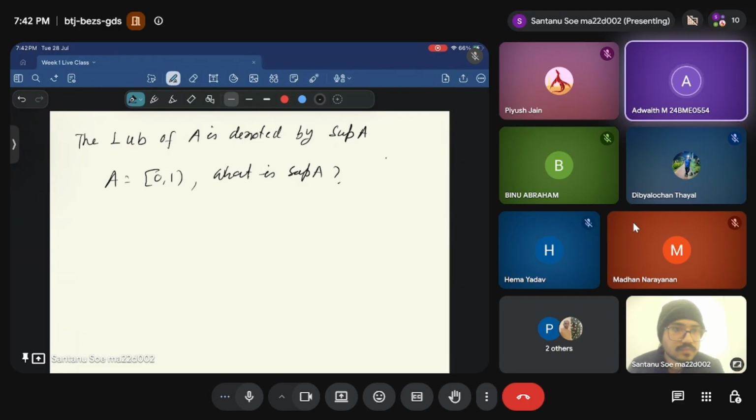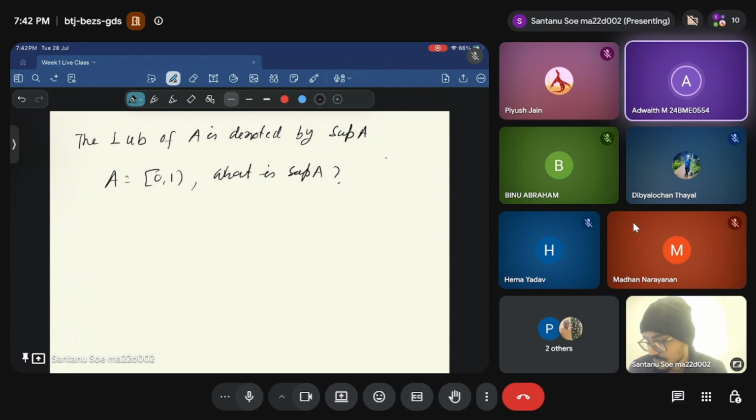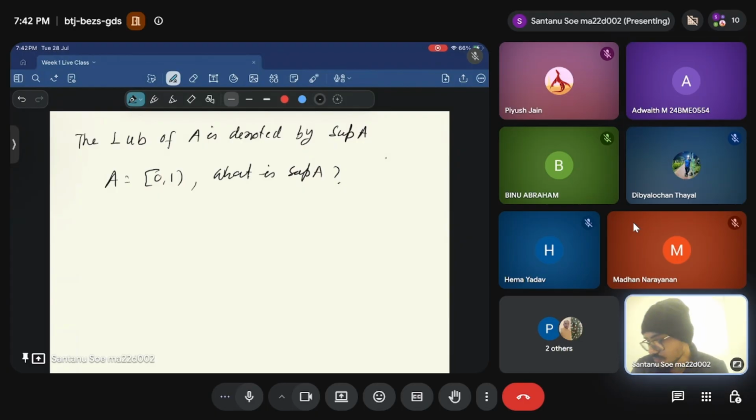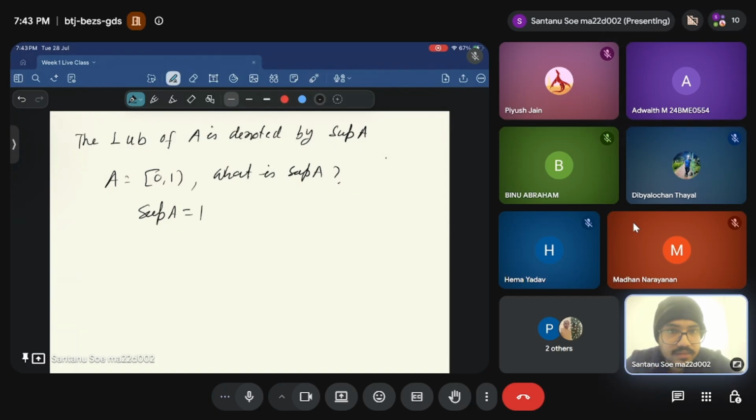Anyone? One, sir. Okay, 1 is the supremum, but why? It's because any other upper bound will be greater than 1. So sup of A is 1. What about the maximum of A? What is the maximum of A? It has no maximum, right? Why? Because 1 is not included. It is open at 1. Okay, so it means that the supremum may not be attained, right?